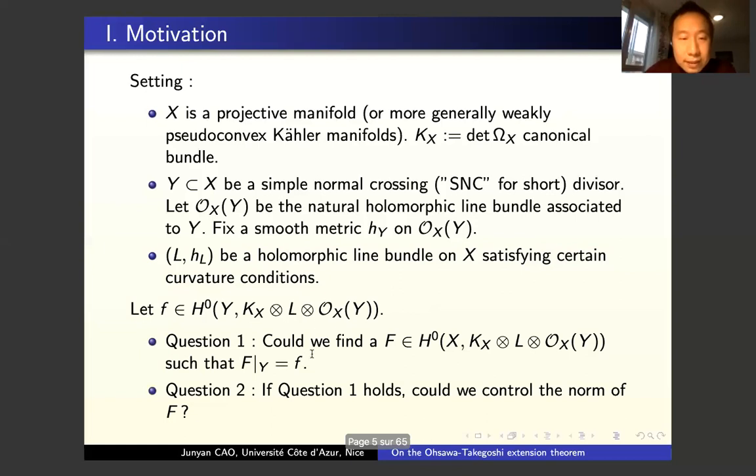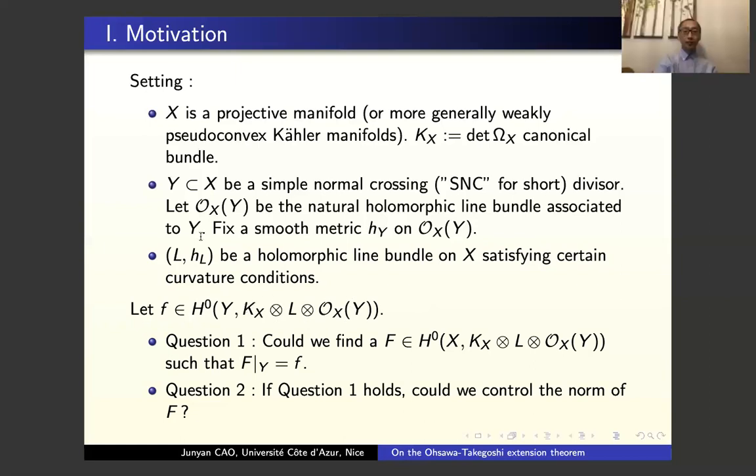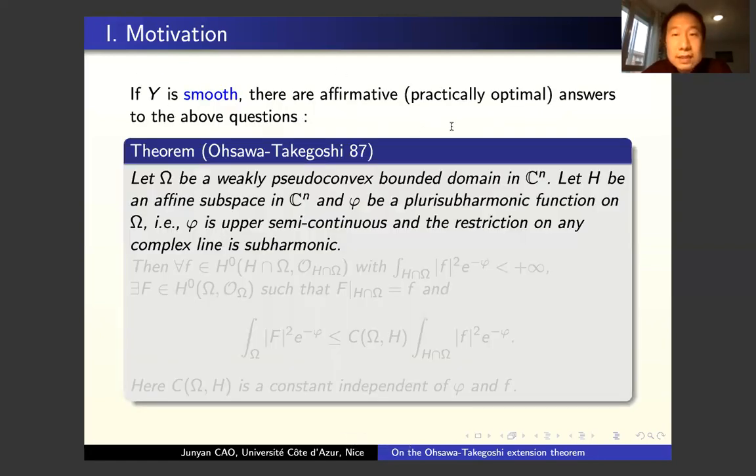Now there is a very basic question: once we have a holomorphic section f of this line bundle over the subvariety Y, could we extend it to the total space X? And the second question is, if we could extend f to the total space, could we control its norm or not? For these two basic questions, it's totally solved in the case where Y is a smooth divisor. In fact, in this case, it's the so-called Ohsawa-Takegoshi extension theorem.